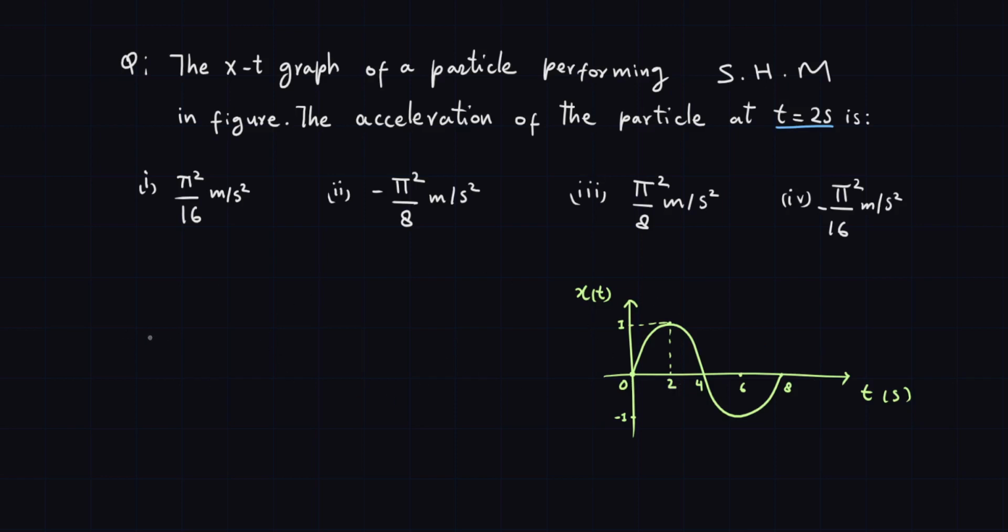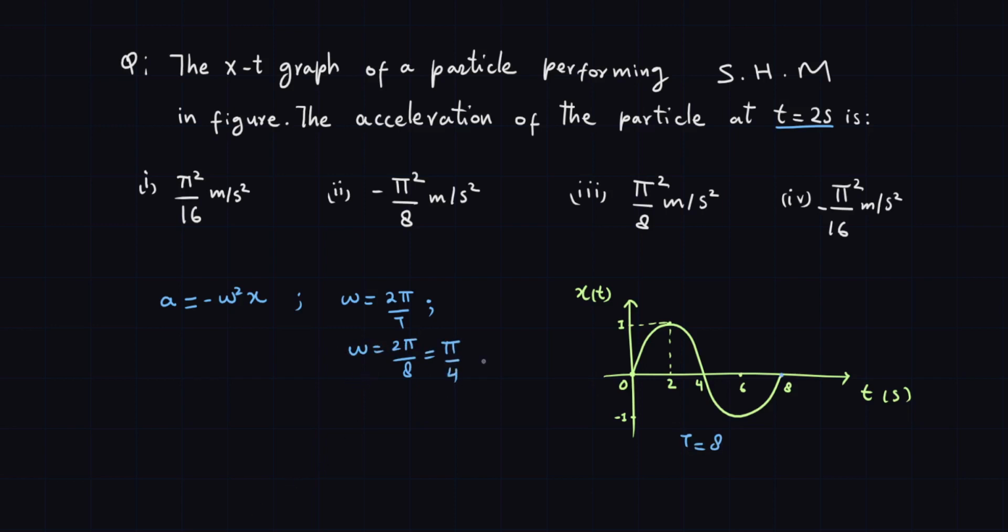Now let's begin. The formula for acceleration in SHM is given as a equal to minus omega square x, where omega is the angular frequency and x is the displacement of the particle. Also, omega is related to the time period as 2 pi over T. In this figure you can see the motion is sinusoidal and it repeats after 8 seconds. So the time period T is 8 seconds, and omega is 2 pi over 8, or pi by 4.